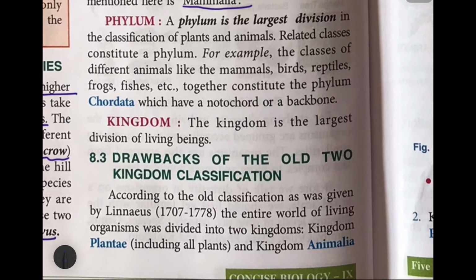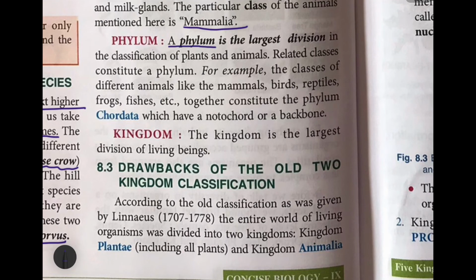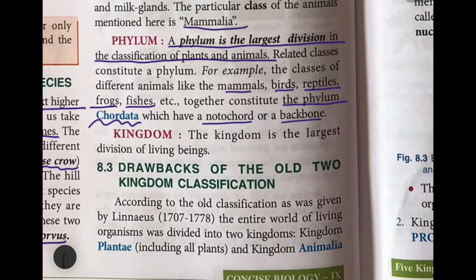Next we come to phylum. Now remember, a phylum is the largest division in the classification of plants and animals. Please underline this. Which is the largest division? You may get one word answers. It is the largest division in the classification of plants and animals. It is phylum. So related classes, different classes, they come together under a single phylum. For example, the classes of different animals like mammals, birds, reptiles, frogs, fishes, they come together to form a phylum which is known as Chordata. Chordata means organisms which have a backbone, which is also known as notochord.